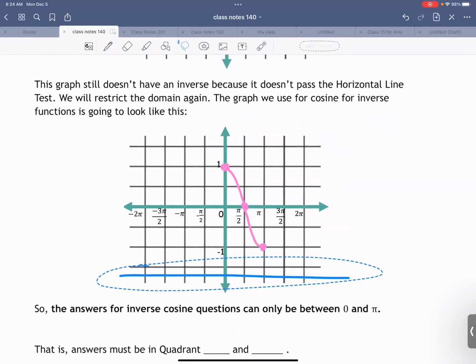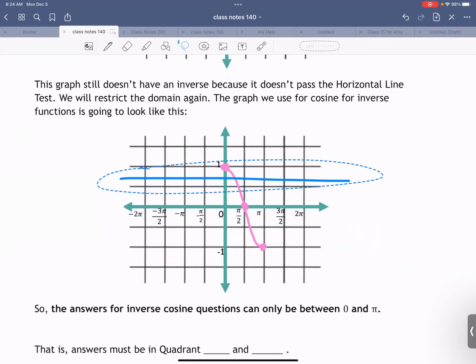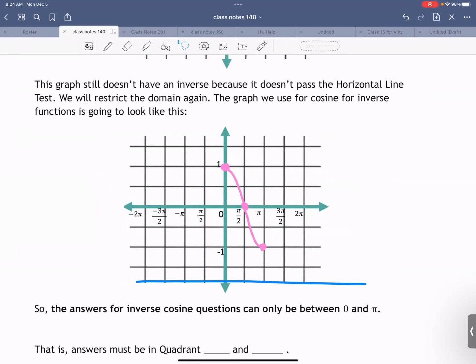If I kind of lasso this around, if I take my horizontal line, move it up and down, the function only touches the horizontal line once. So we do pass the horizontal line test, okay? So what we're doing is we're kind of forcing this function to have an inverse.